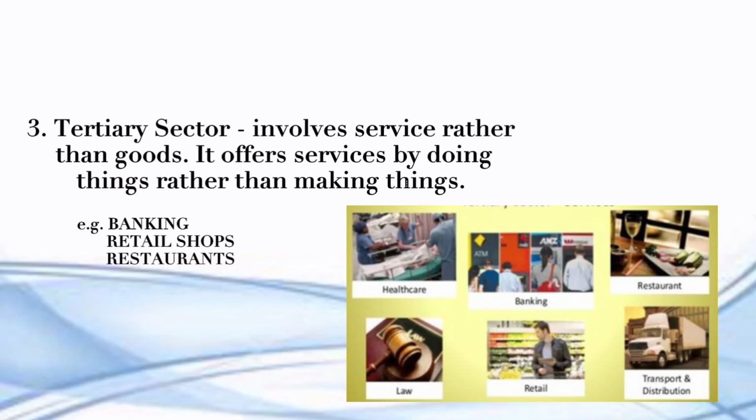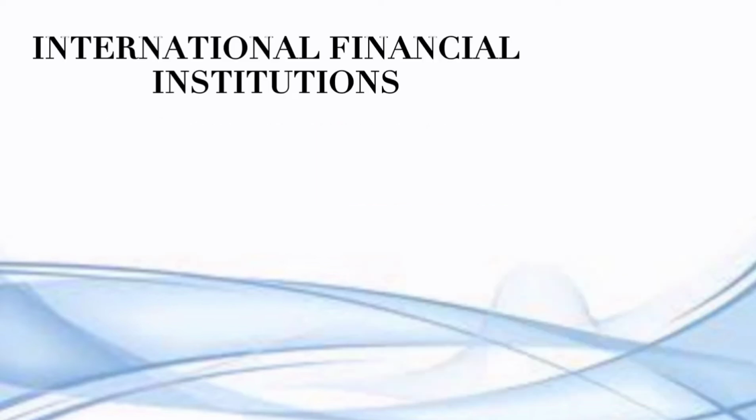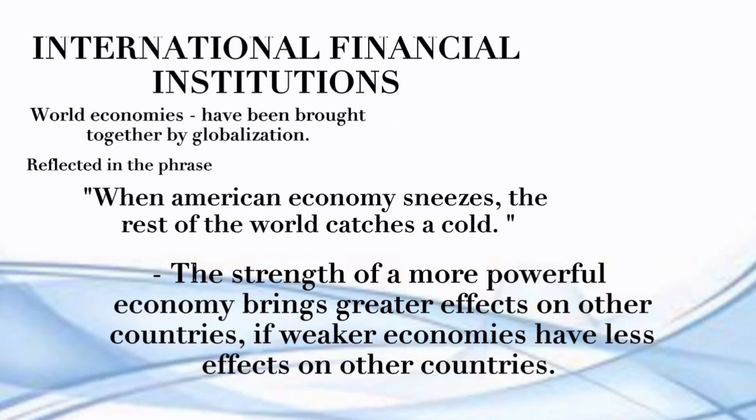Whereas the tertiary sector involves service rather than goods. It offers service by doing things rather than making things. Thus, the economic system is more complicated, or at least more sophisticated, than the way things used to be for much of human history. International financial institutions.